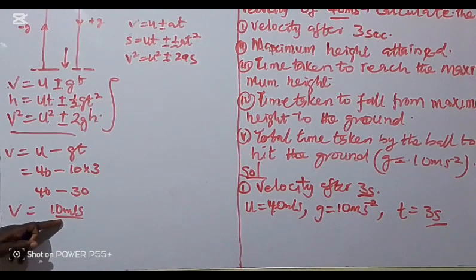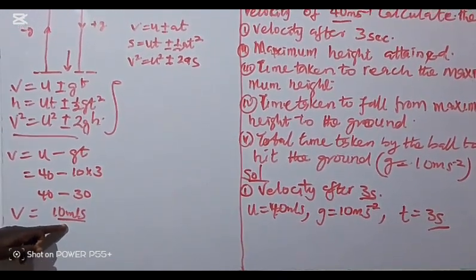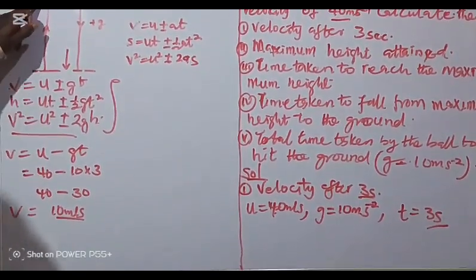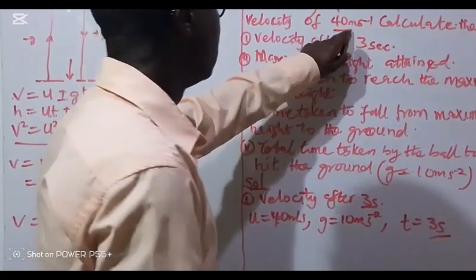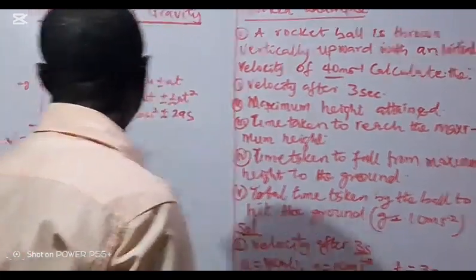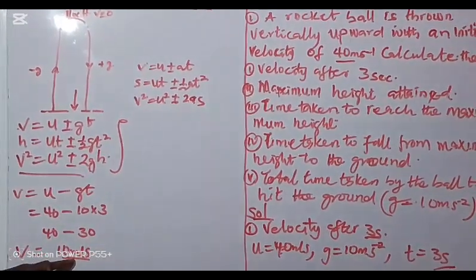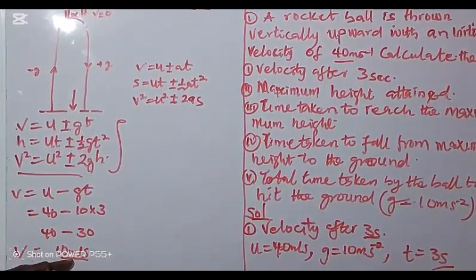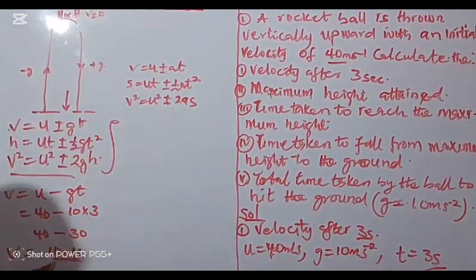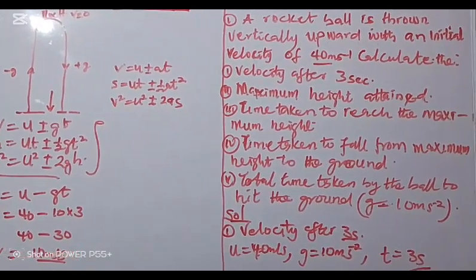That will be the velocity after 3 seconds, 10 meters per second, so definitely the velocity is decreasing. Look at the velocity that the ball started with, 40 meters per second. It moved up. After 3 seconds, the velocity has reduced to 10 meters per second. So according to our explanation, we can now say that the velocity is gradually decreasing. That is for question number 1.